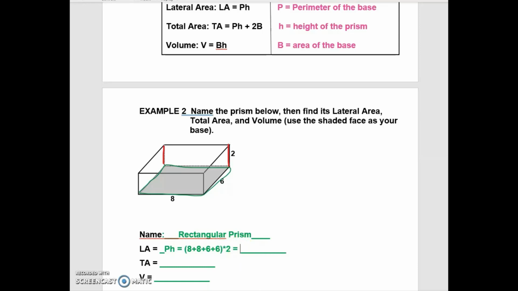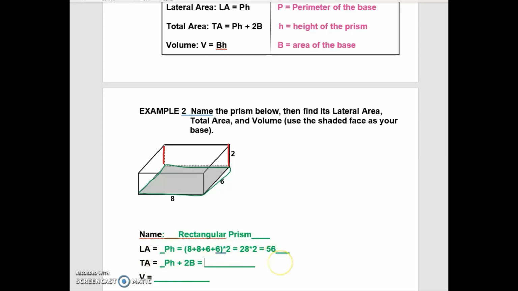You'll notice that 8 plus 8 plus 6 plus 6 is 28, times 2 is 56. So our lateral area is 56. Our total area equals PH plus 2 capital B. Well, we just found PH right here. That's our lateral area. So you could say lateral area plus 2B, either one.